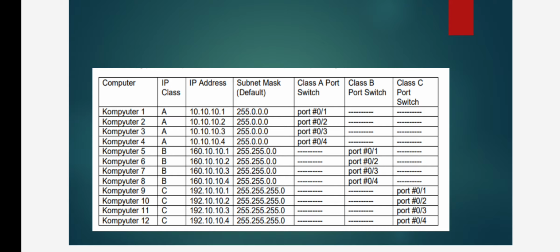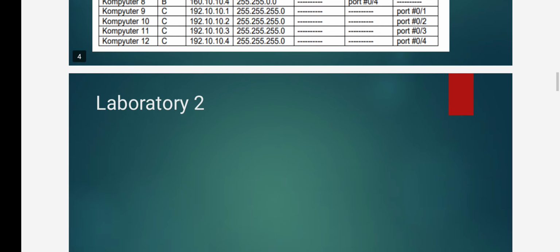In class C, in computers 9 to 12, we have the network part of 192.10.10 and we have the host part .0, and its default subnet mask is 255.255.255.0. Okay, that's all for laboratory 1. Let's go on to laboratory 2.